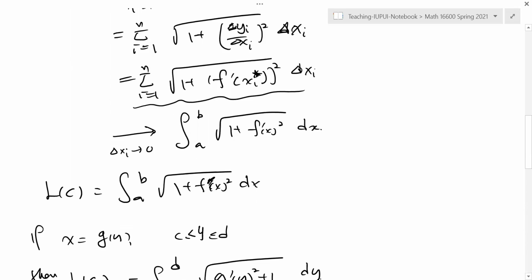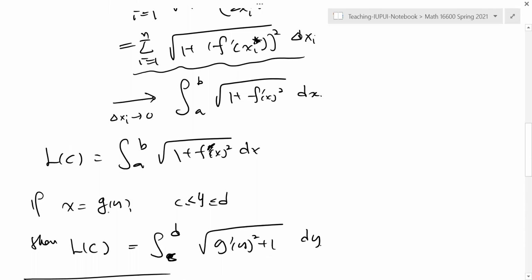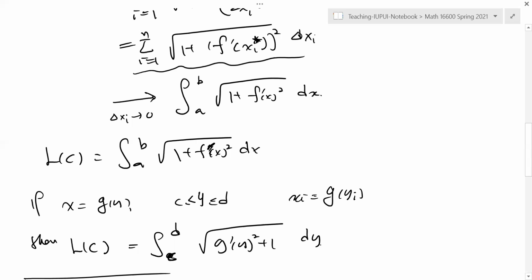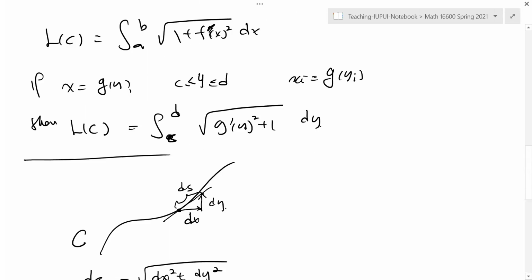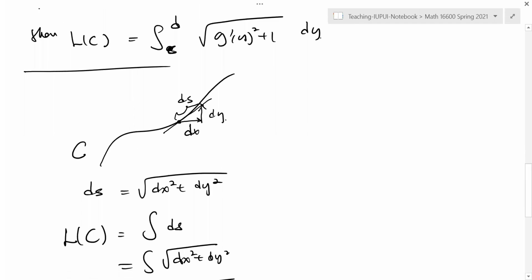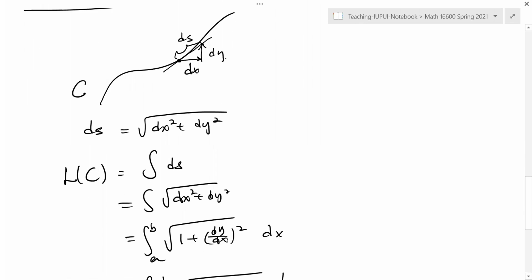Now, if the curve is described with x as a function of y, then xi is going to be g of yi. And by a similar argument, you will get this formula. Okay, so that's it.